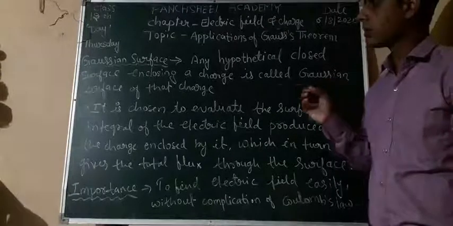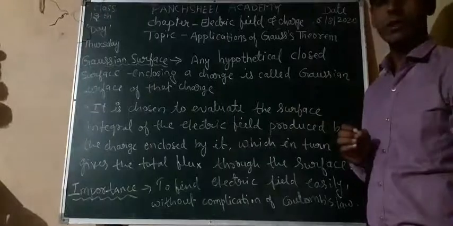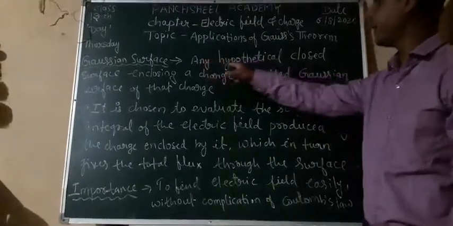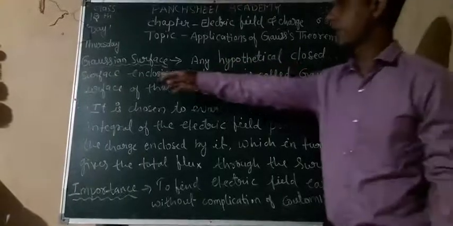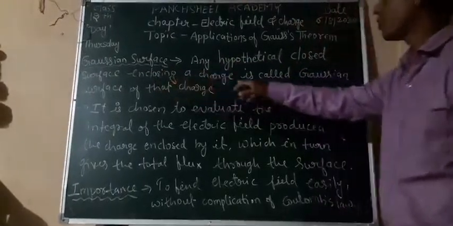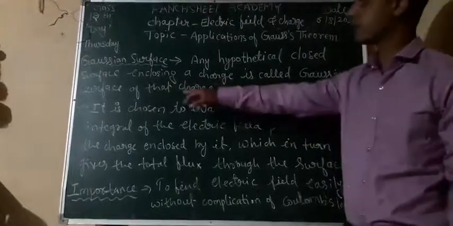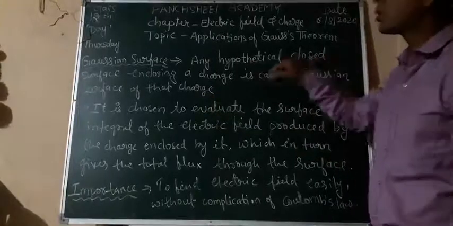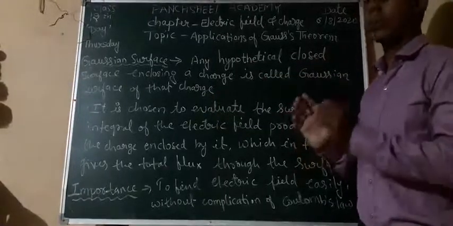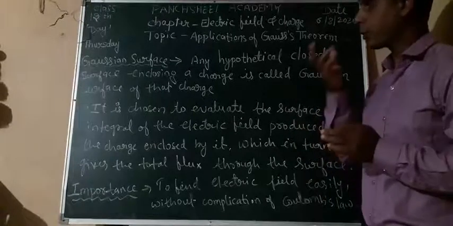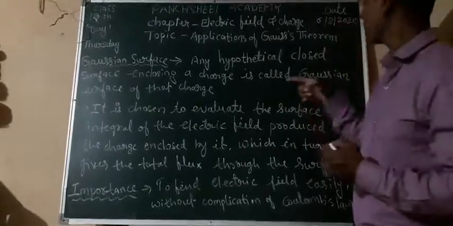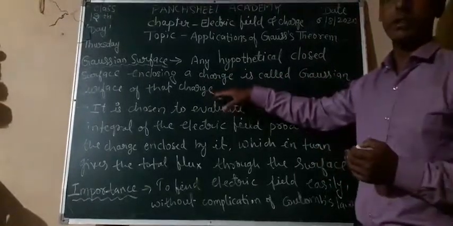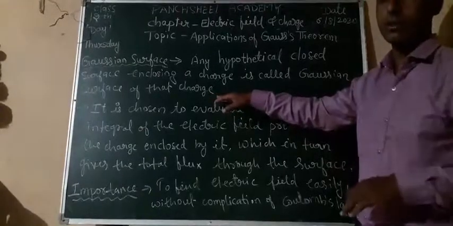We have most requirement of Gaussian surface. So what is a Gaussian surface? Any hypothetical closed surface enclosing a charge is called the Gaussian surface of that charge. It's not a practical surface, it's a hypothetical surface we assume. The surface around the charge.